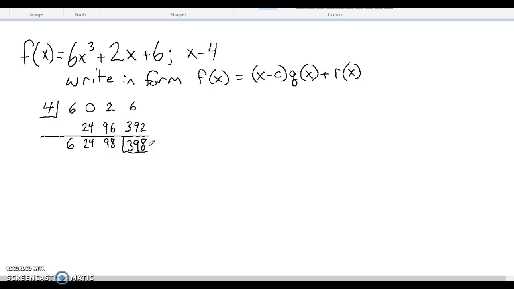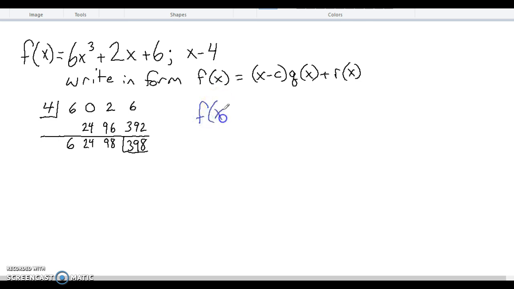So I'm going to separate that off with a box. You don't have to, but that's my preference. That reminds me that it is the remainder. And so it is r of x. These are the coefficients of q of x. And then we have x minus c, which is right here. So we are almost done. All we have to do at this point is write it out. And we have, let's use a different color for that. Let's go with a dark blue.